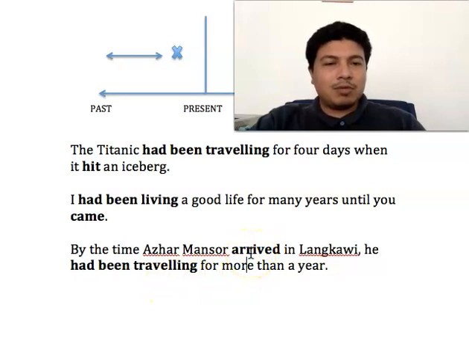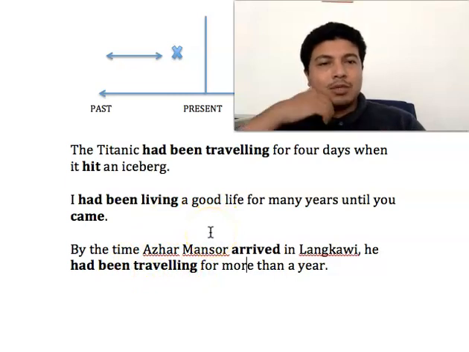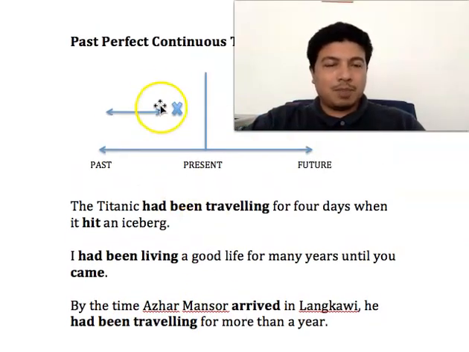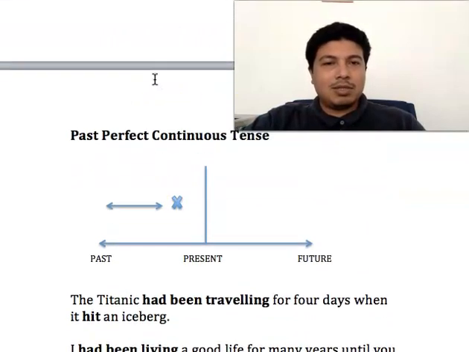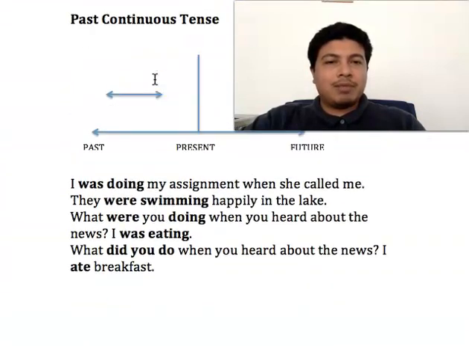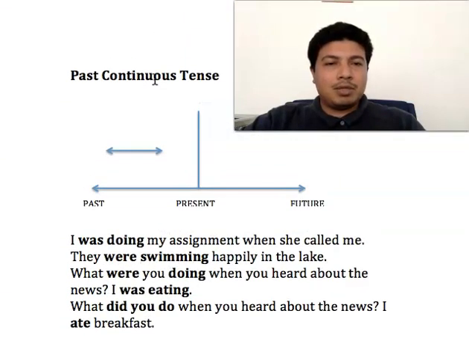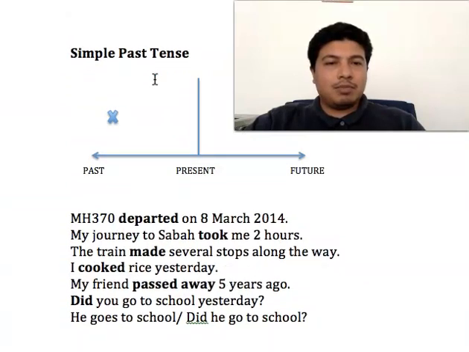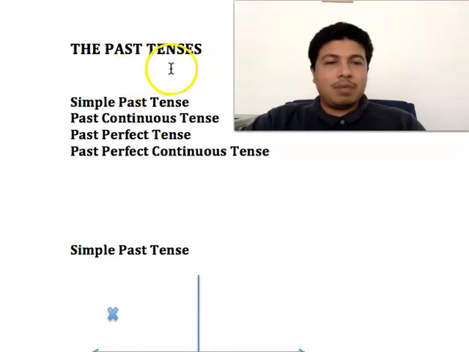So if you have a situation like this, when you are talking to your friend, make sure you use the correct tense, which is past perfect continuous tense. The same goes for other tenses like past perfect tense, past continuous tense, and simple past tense. So in this lesson, we have covered the past tenses, including simple past tense, past continuous tense, past perfect tense, and past perfect continuous tense.